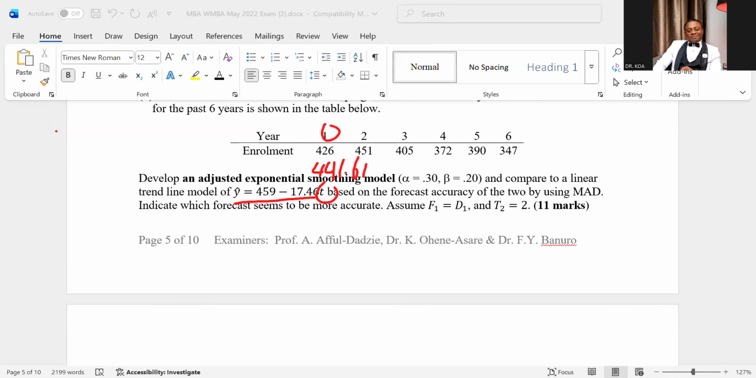Please, I'm just doing a few of them because I know you can do the rest. Hey, this one is 5-4. Yeah. It's 5-4. Then the second one will be 459 minus that same 17.46 multiplied by 2. That will give you 424.08.